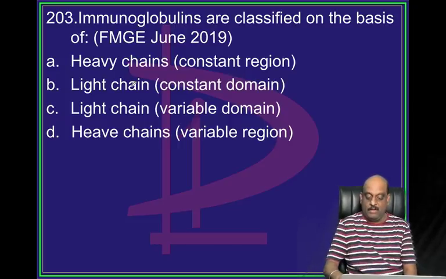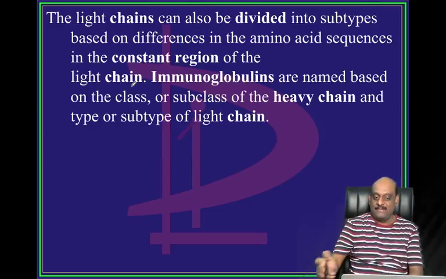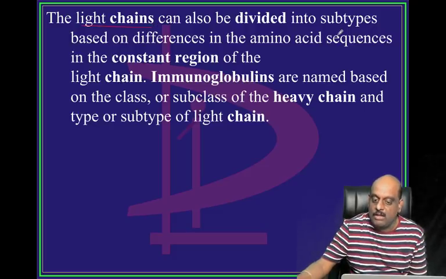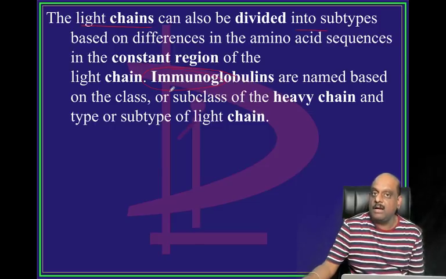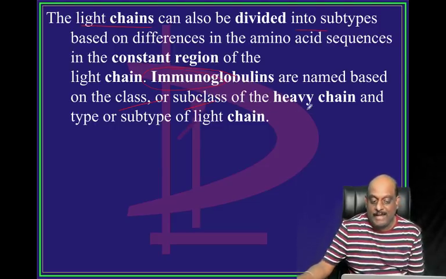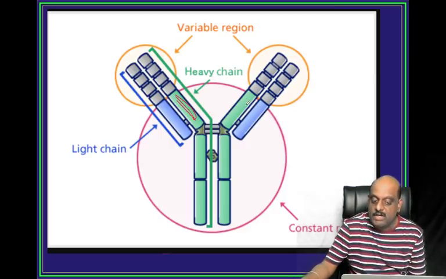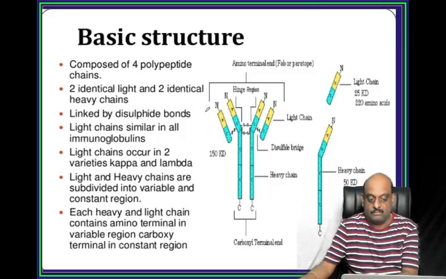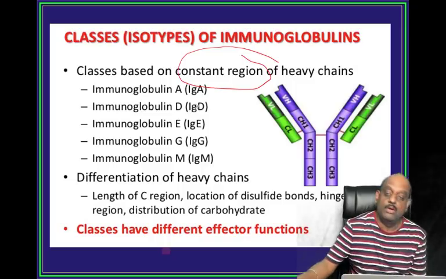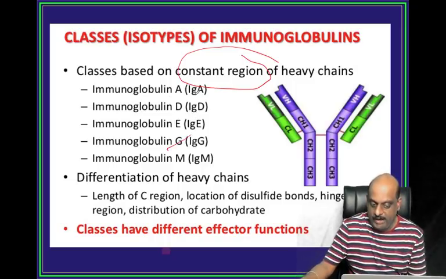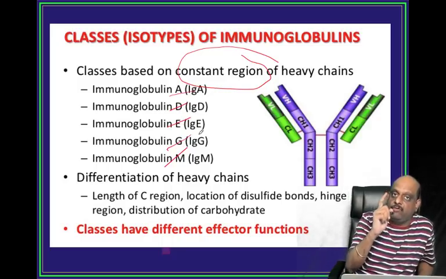So be careful. Heavy chains, the constant region, are the basis. The light chains can also be divided into subtypes, but immunoglobulins are classified based upon the heavy chain, that too the constant region of the heavy chain. Based on the constant region of the heavy chain, you have GAMED.